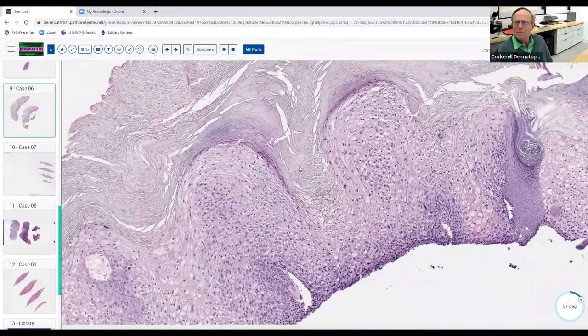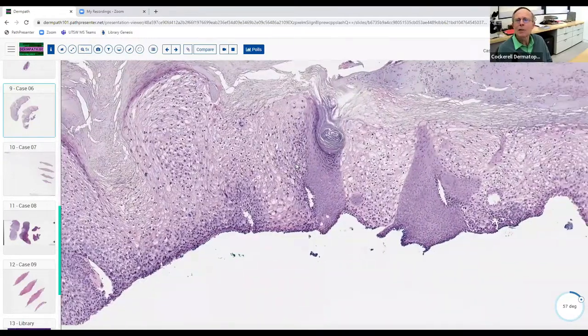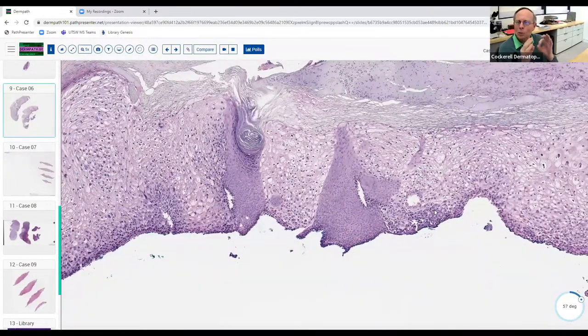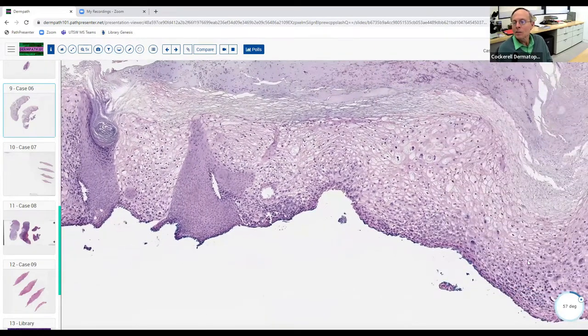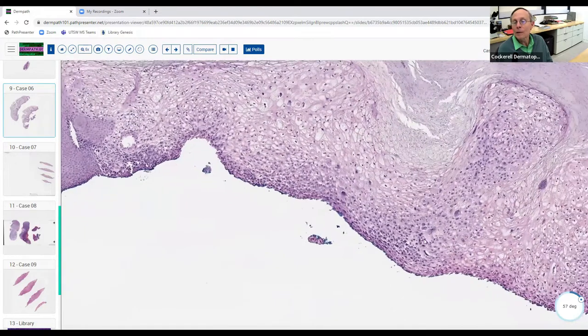Not really pagetoid itself. That's usually where you get individual cells that kind of have a clear staining cytoplasm, sort of like someone fired a shotgun into it, so-called buckshot scatter. This is really confluent keratinocytic atypia going throughout the epithelium here.